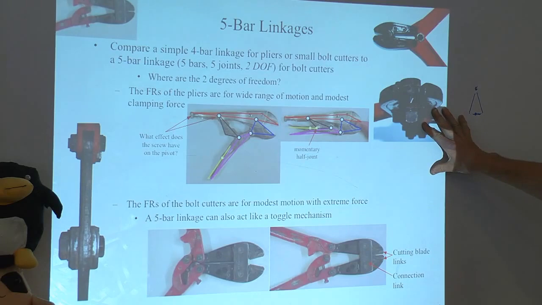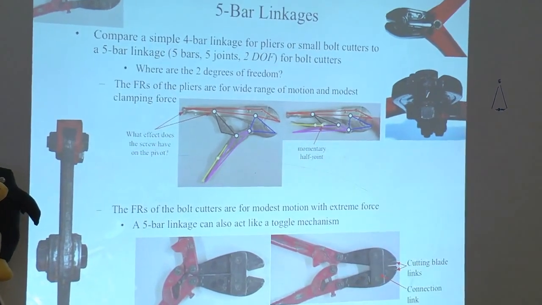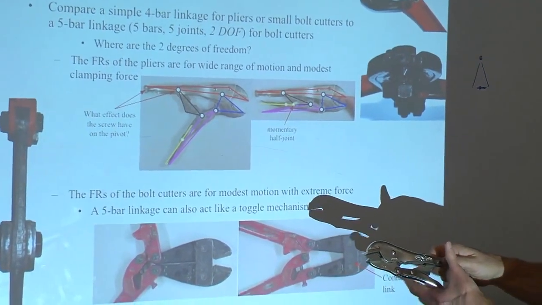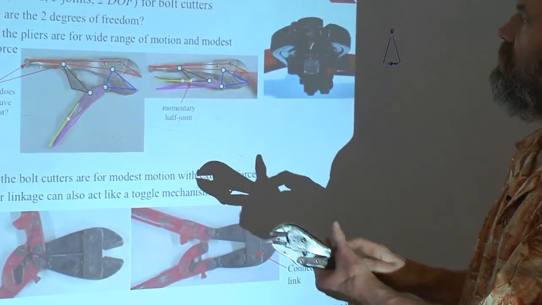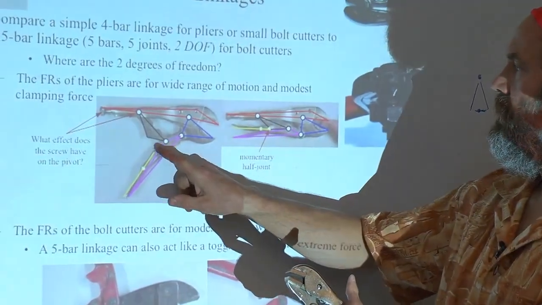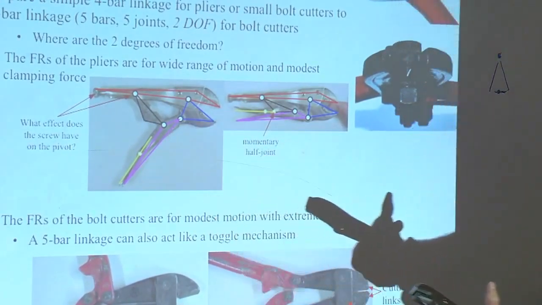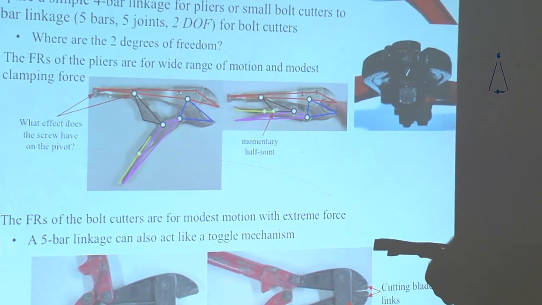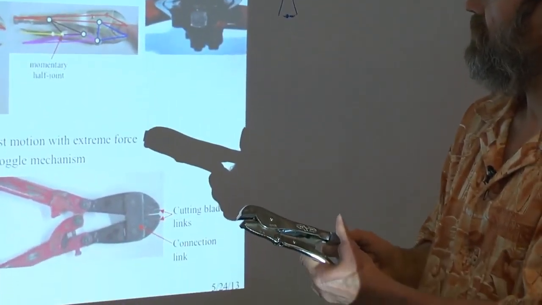5-bar linkages. Is there such a thing? What's a 5-bar linkage? Look at this pair of locking pliers, generically sometimes called vice grips, although that's a trademark. And these actually do happen to be real vice grips. How many links do we have in here? 1, 2, 3, 4. Why do we call this a 5-bar linkage? Is it? It's actually a 4-bar linkage, but something else is happening in here. What is happening?